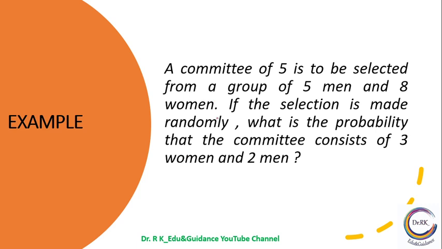Another example: a committee of 5 is to be selected from a group of 5 men and 8 women. So the sample space consists of 5 men plus 8 women, that means a total of 13 people. From this, the event is selecting a committee with 5 people. What is the probability that the 5-member committee selected contains 3 women and 2 men?